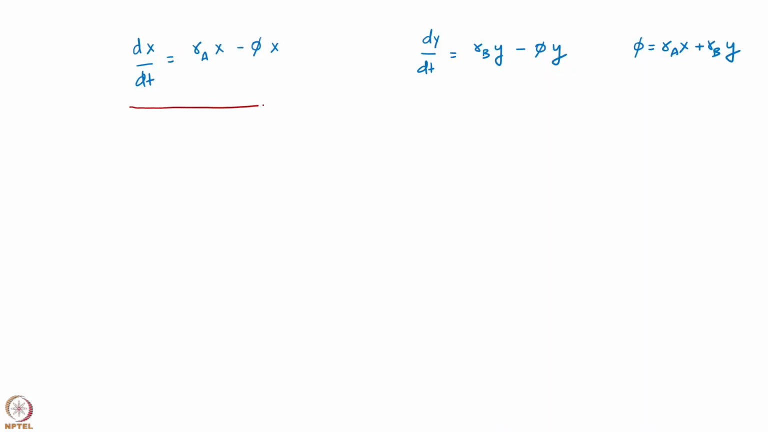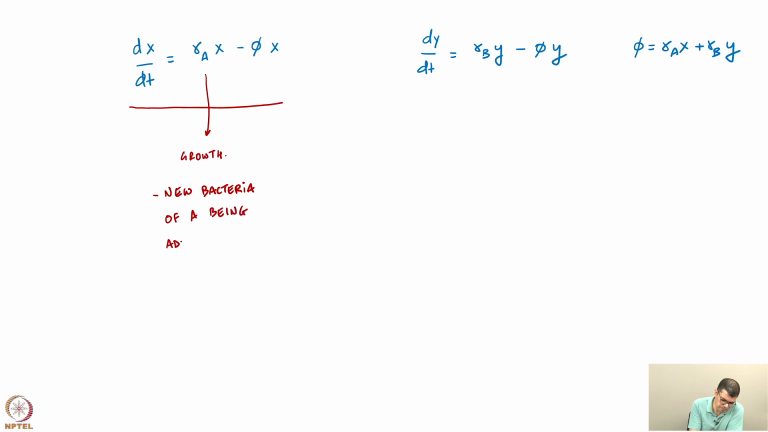that dx by dt is growing at a rate which is proportional. So this is the growth term, which is new bacteria of A type being added because of growth, as against this, which is the A type bacteria being washed away by the exit stream.